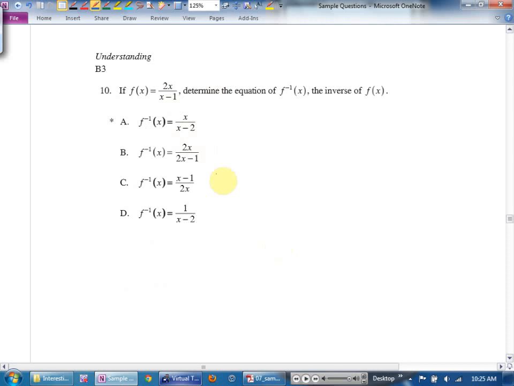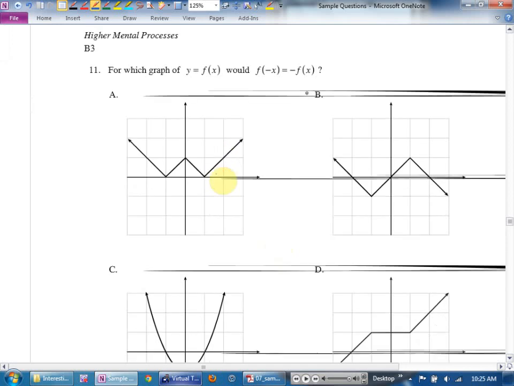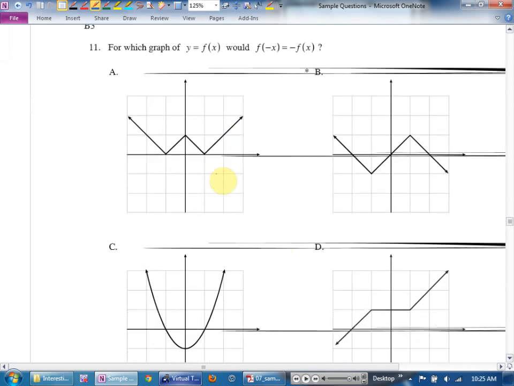Here's a higher mental process with some graphics glitches. What page is that one? 66. Let's get it without the glitches.